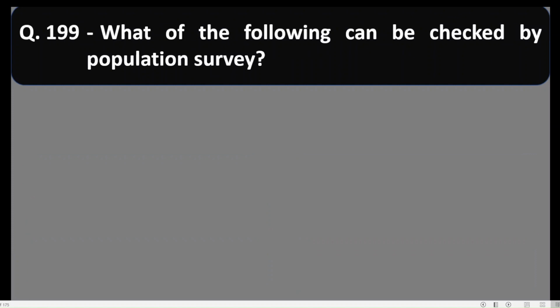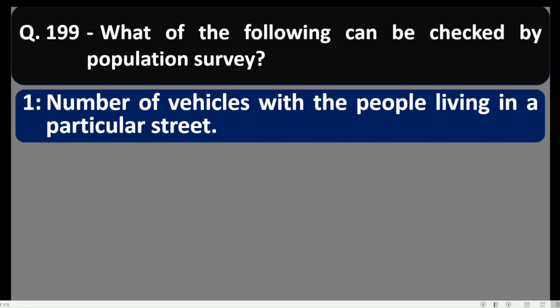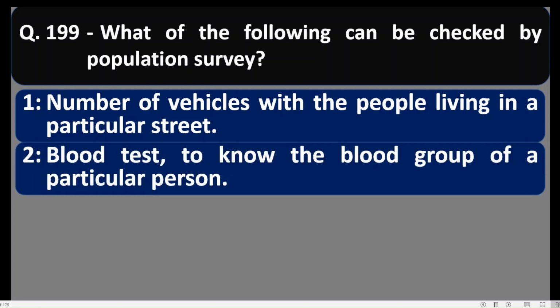Question 199. Which of the following can be checked by a population survey? If a population survey is conducted, then which of the following can be checked? Number 1, the number of vehicles with the people living in a particular street. It can be done by population survey. Number 2, a blood test to know the blood group of a particular person. It cannot be done. We cannot take out the entire blood present in the body of a person to check the blood group. So it is false.